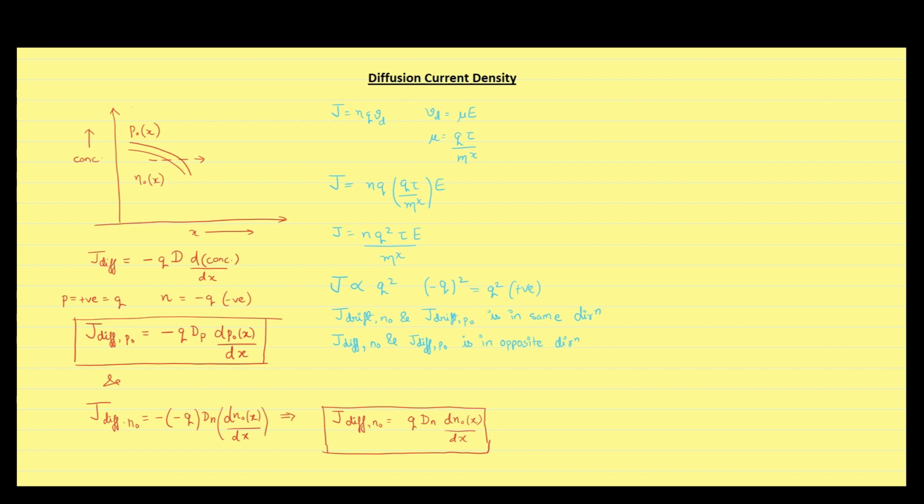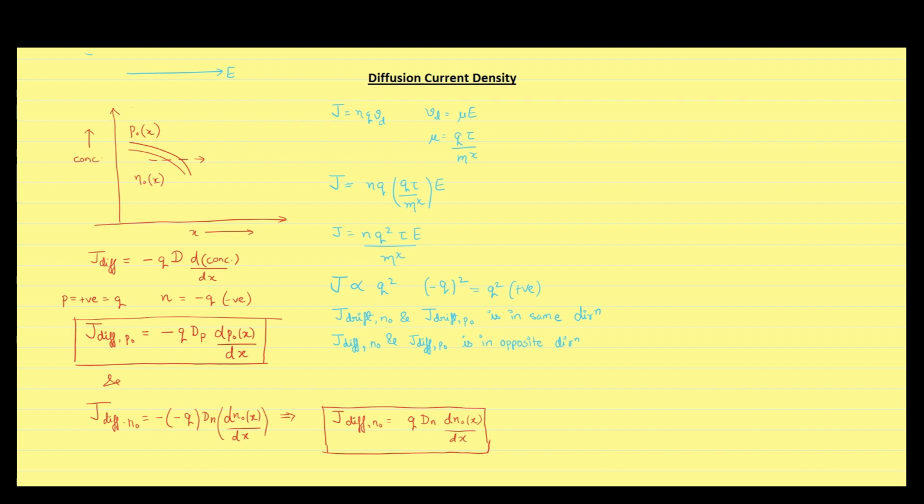If you are still confused, then rather than remembering the formulas, you just need to remember some basic knowledge of electricity. Suppose that we have an electric field like this, and free electron and hole concentration will remain the same. Now, we have four cases.